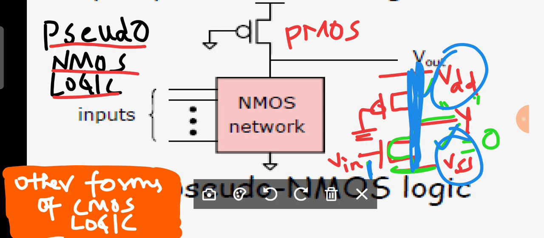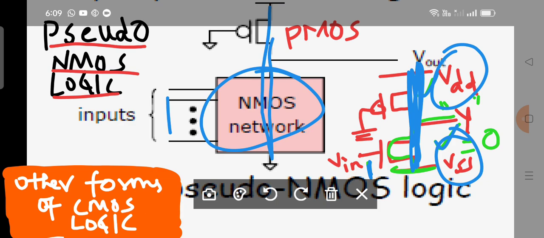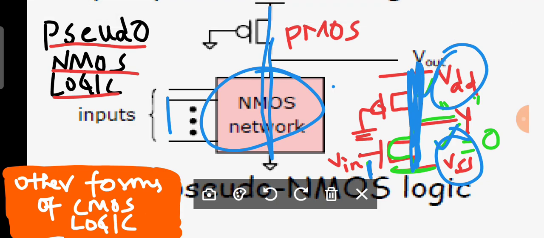What is the first drawback? The output never reaches 0. What is the second drawback? Absolutely, when Vin is equal to 1, that means all the inputs of an NMOS network are equal to 1, then there is a static power dissipation from VDD to VSS. Why? Because there is a path from VDD to VSS which leads to static power dissipation. I hope you are clear.